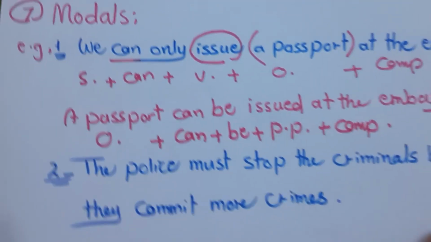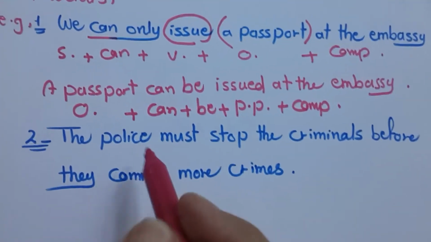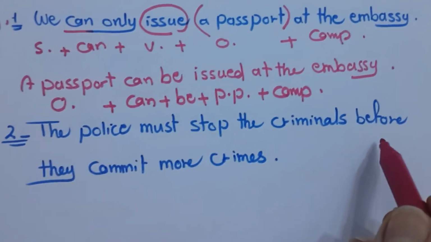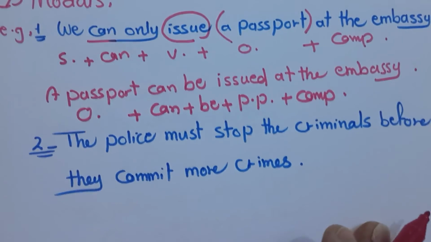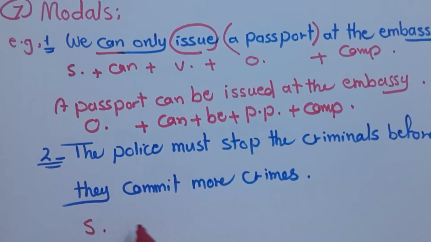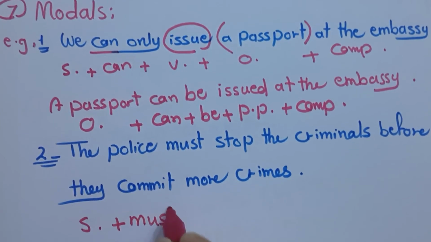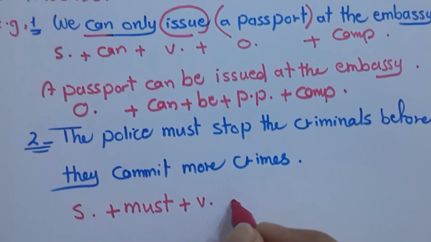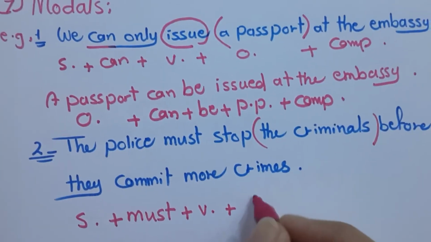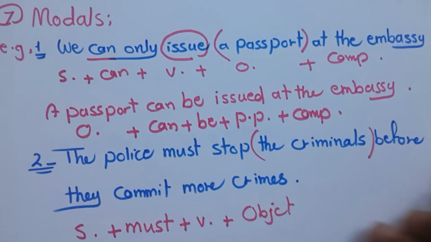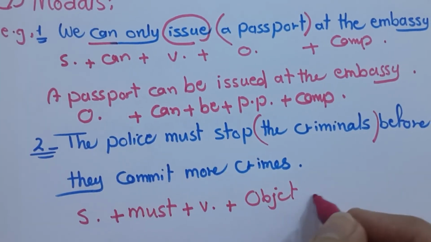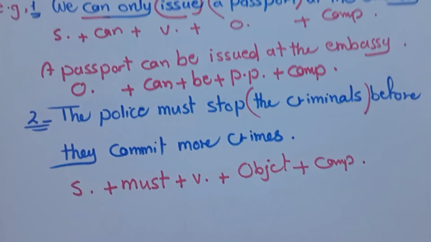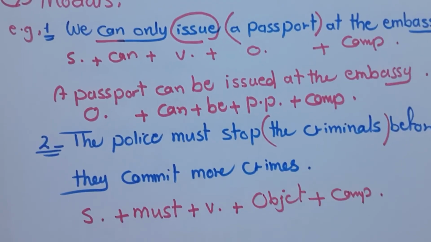This is another example with must. It's an obligation. The police must stop the criminals before they commit more crimes. You have a subject, which is the police, then must, followed by the verb in its base form. Then you have the criminals, which is the object, and all of the rest of the sentence is a complement, before they commit more crimes. Let's make it a passive sentence. The criminals will be at the beginning.